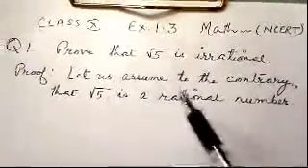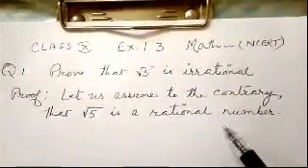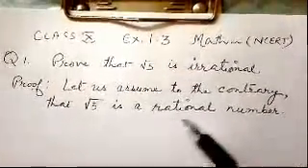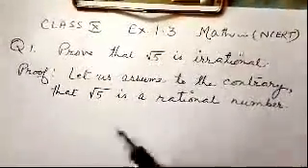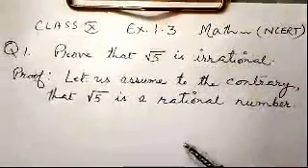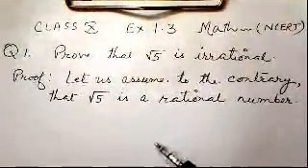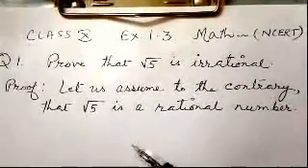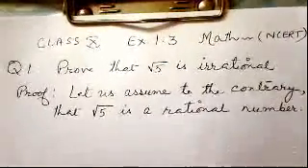Like here we assume that root 5 is a rational number. And then logically we will prove that our assumption is wrong. Using some logics and some properties, we prove that our assumption is wrong. So that is the contradictory method. And before proving this, we are using one more theorem here. That proof is based on the fundamental theorem of arithmetic. What is that theorem? I'll explain it later.